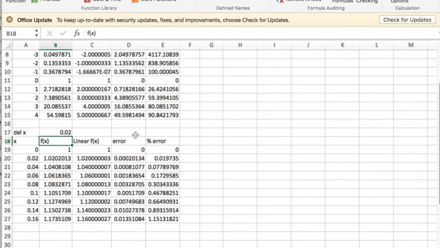So my result is that I can approximate e to the x by 1 plus x if my range is from 0 to 0.15. That gives me an easier evaluation rather than using exponential functions.